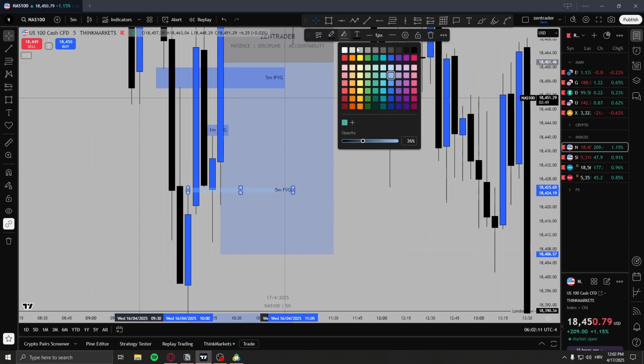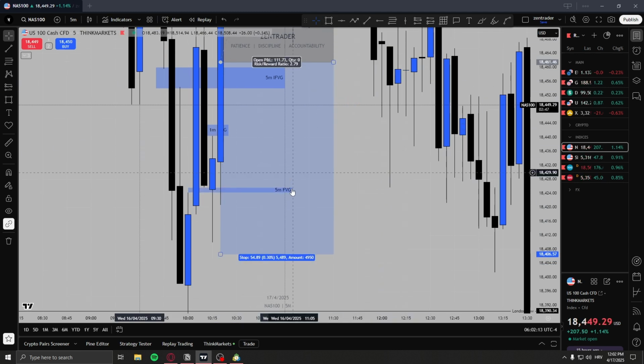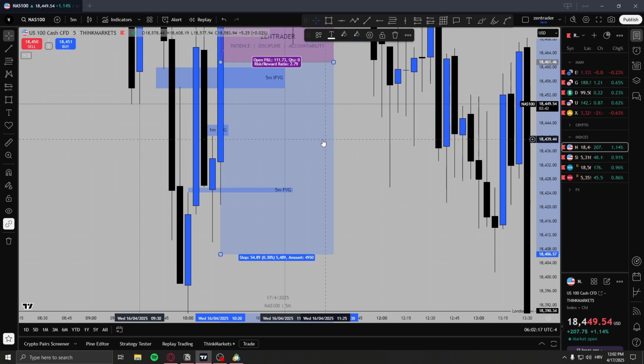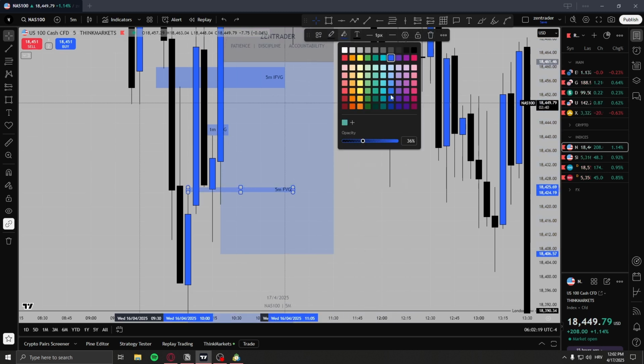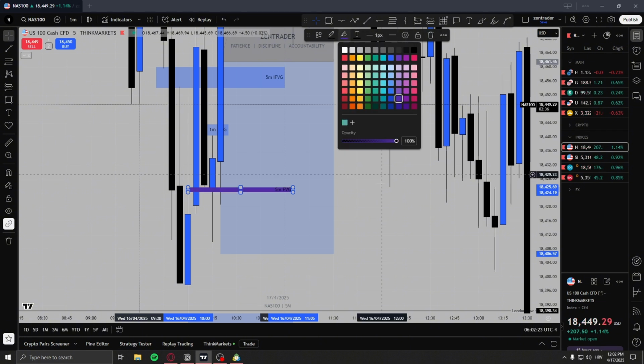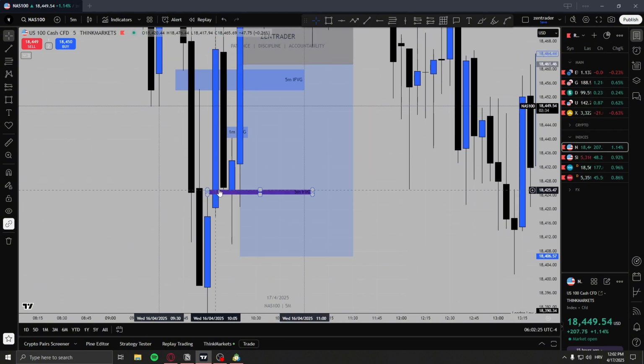Let me make it a bit brighter color. It's not really bright. Okay, what am I doing? I'm just gonna leave it this way, and then I'm gonna move this up. So we can see this 5-minute fair value gap.